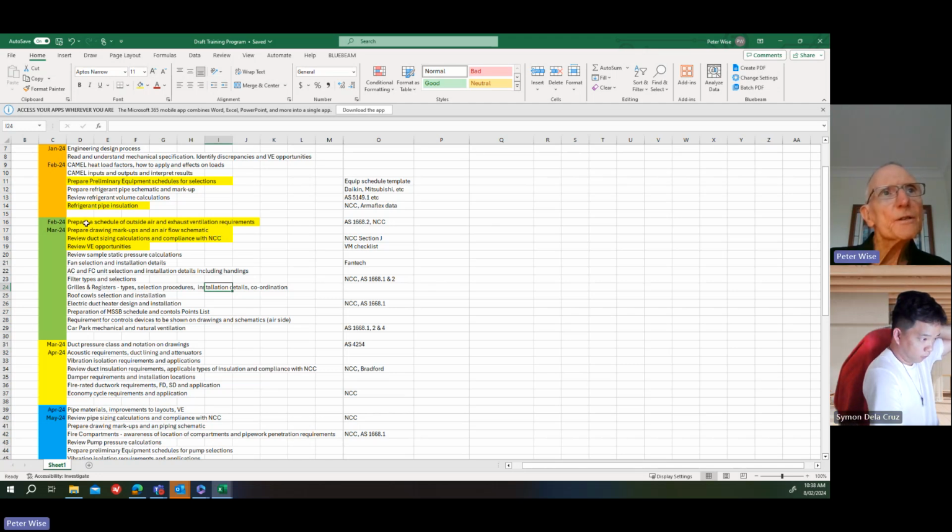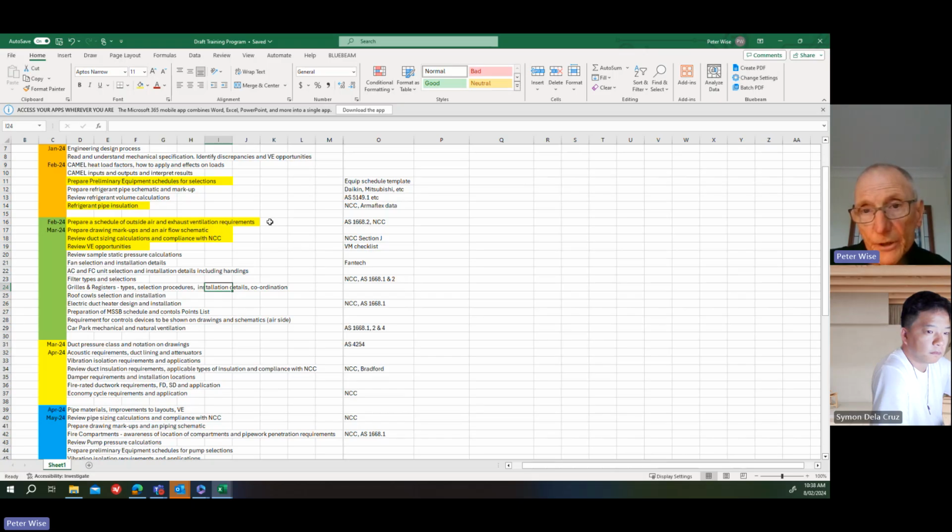The next one I highlighted was the schedule of outside air and the exhaust ventilation requirements. I did mention this last time. When you start your heat loads, you looked at the architectural drawings. You need to know what the outside air requirements are going to be, obviously, but you also need to know what the exhaust requirements are. So it's better if you make a schedule, and then you can also balance your airflows in the space.